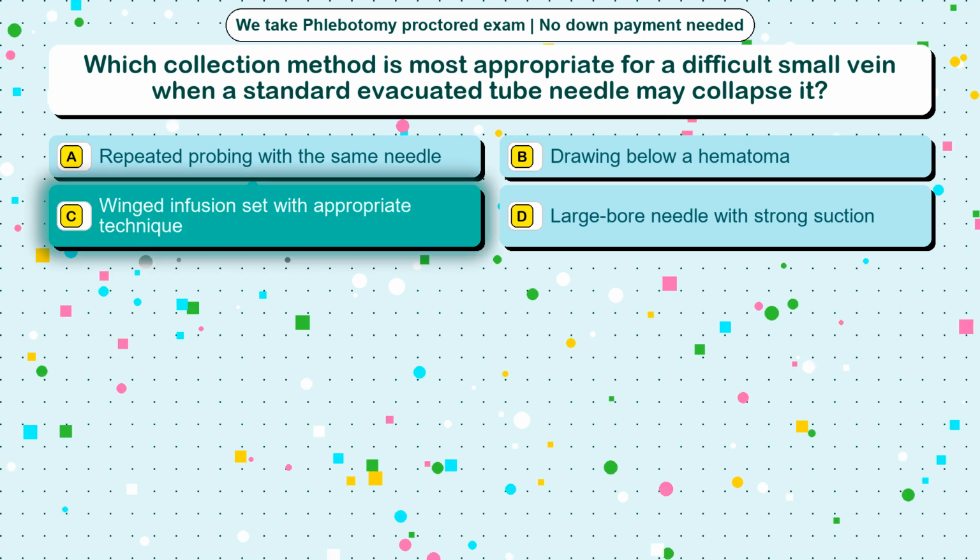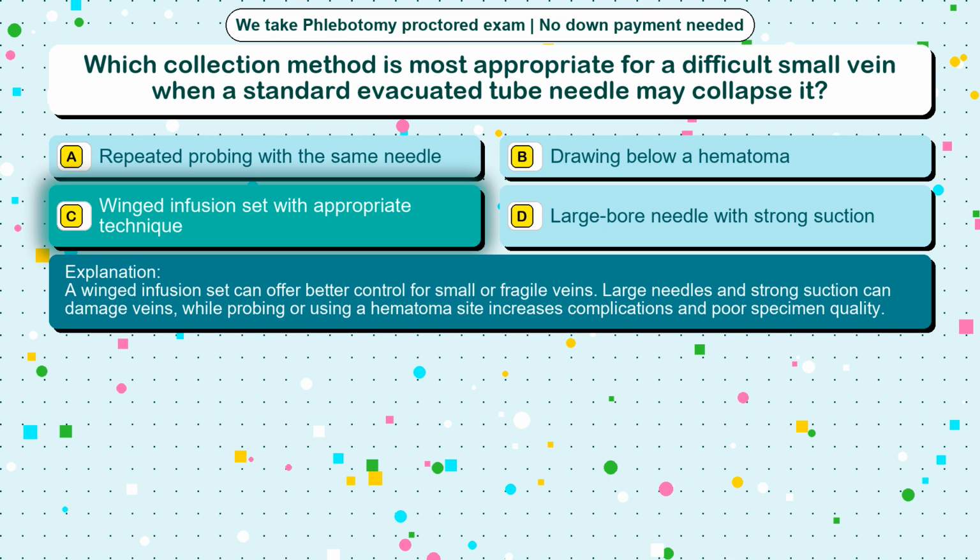The correct answer is option C. Winged infusion set with appropriate technique. A winged infusion set can offer better control for small or fragile veins. Large needles and strong suction can damage veins, while probing or using a hematoma site increases complications and poor specimen quality.